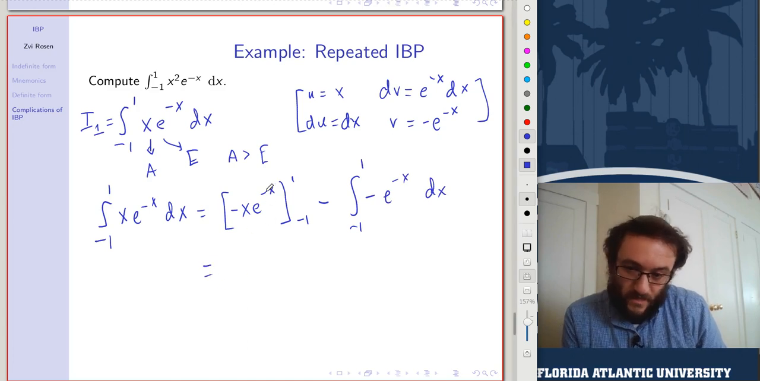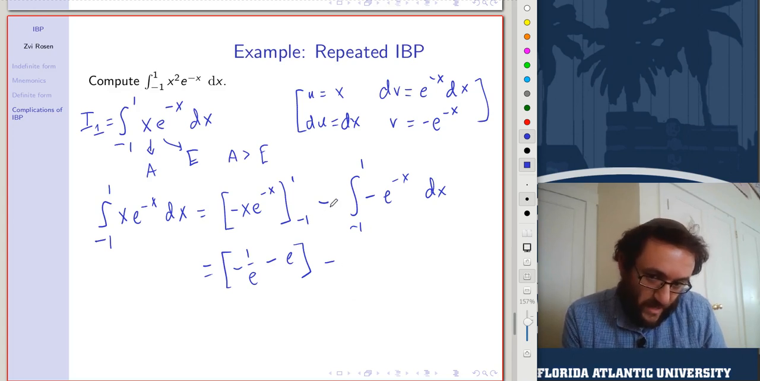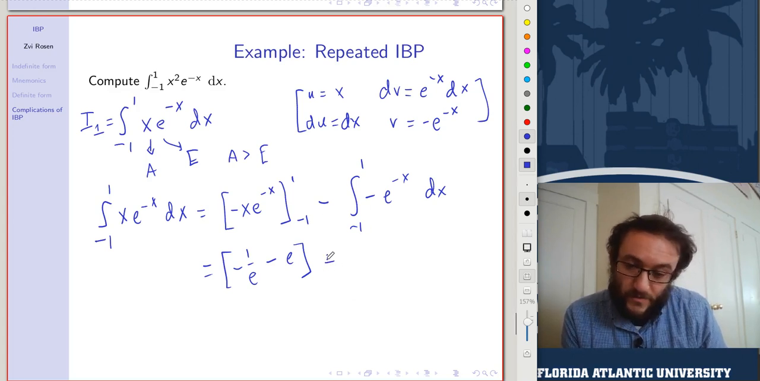Okay, again, we just go ahead and evaluate this. We get minus 1 over e minus e, and we subtract, and then because we have actually two minus signs here, that turns into a plus sign, and we're left with the integral from minus 1 to 1 of e to the minus x dx.